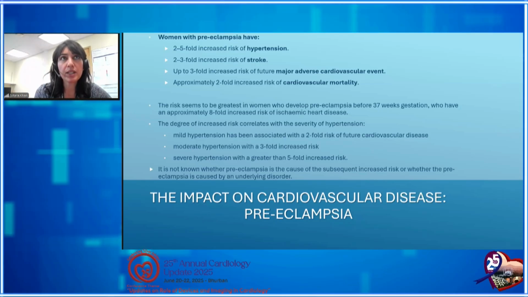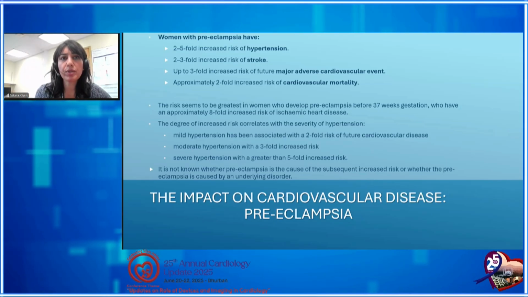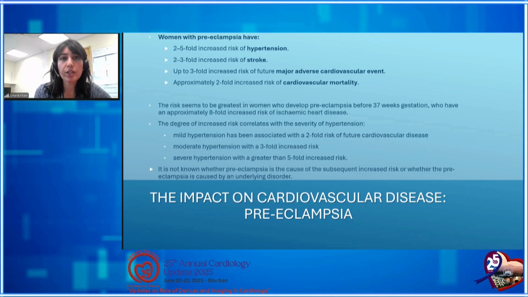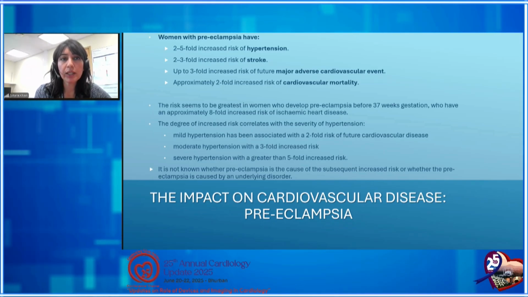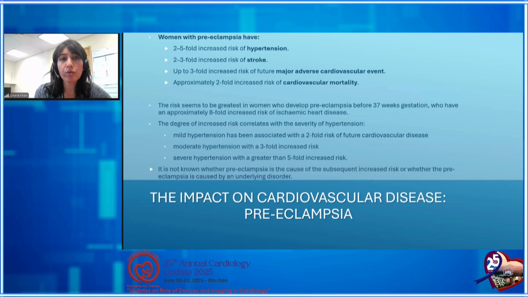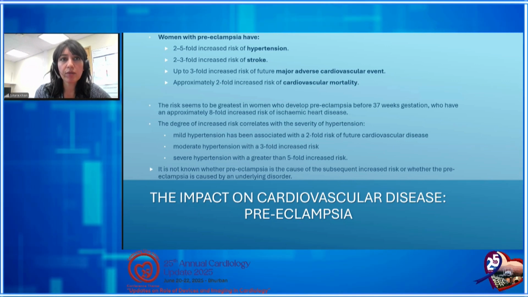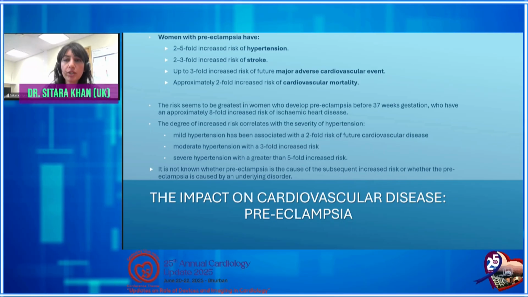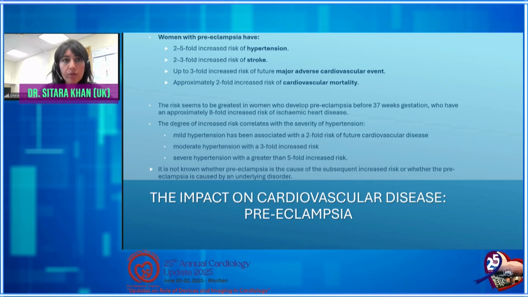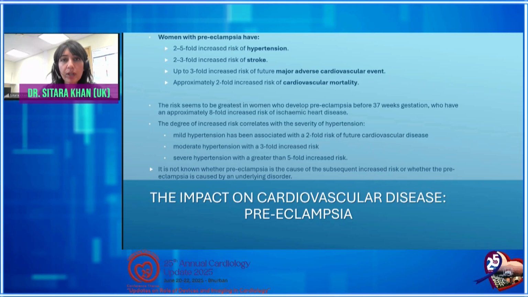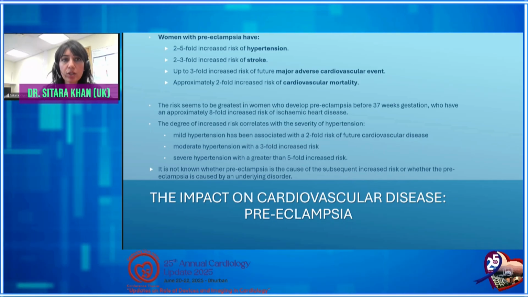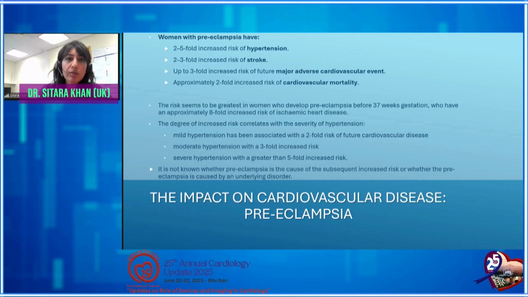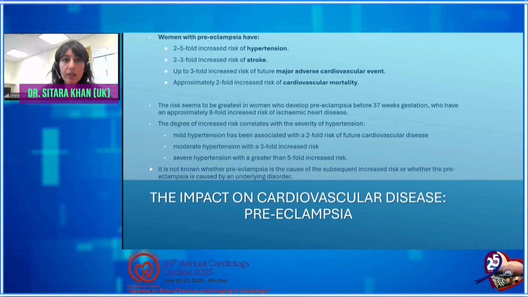Women with preeclampsia, as well as having an increased risk of developing hypertension later in life, they do have a risk of stroke which is 2 to 3 fold higher, and up to a 3-fold higher risk of a major adverse cardiovascular event, and increased mortality by 2-fold, which is not insignificant. The risk seems to be highest in women who develop preeclampsia before 37 weeks gestation, and those women in particular have an approximately 8-fold increased risk of ischemic heart disease.